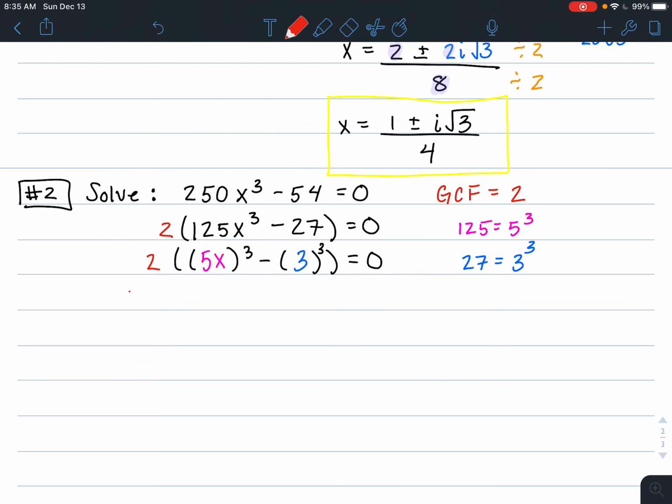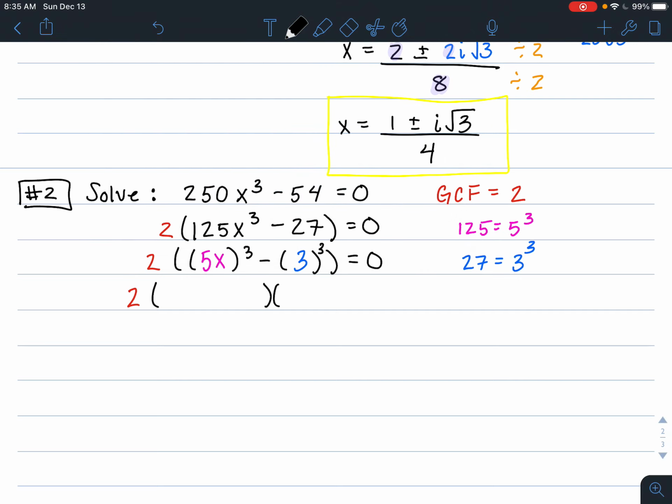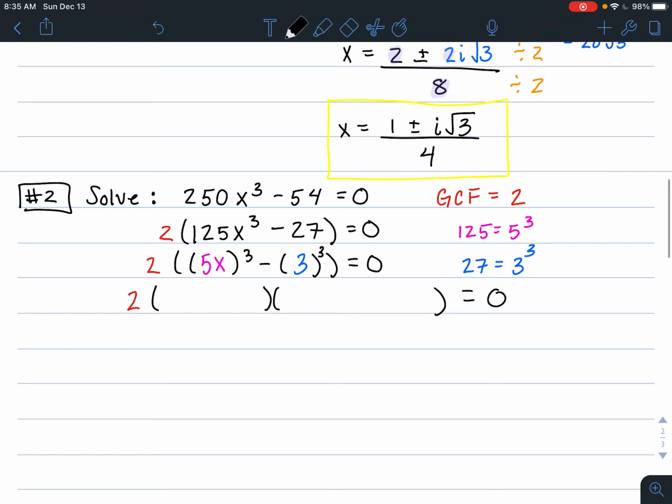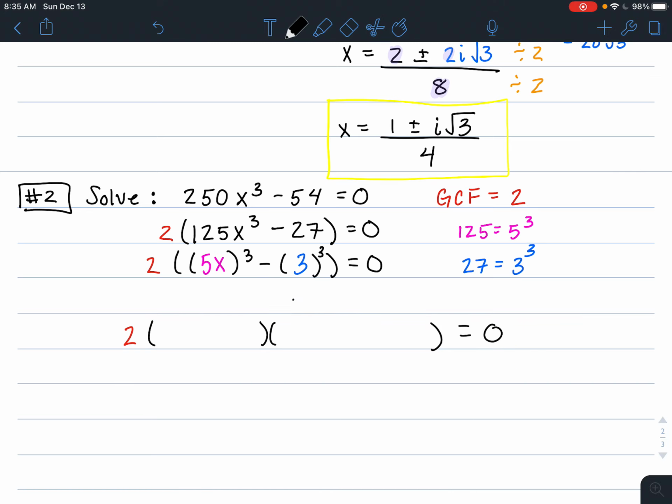So my GCF is just going to hang out on the outside. We don't have to do anything with it, but I don't want to lose it quite yet. Then I'm going to set up our sum or difference of cubes factoring pattern. I'm going to move this down a line so we have a little room to write that.